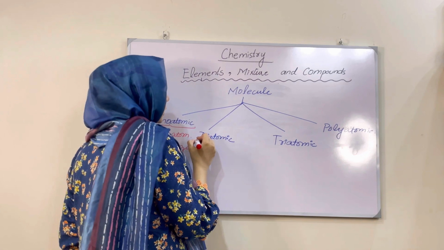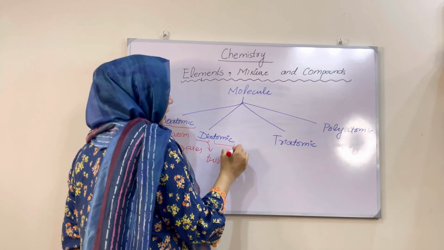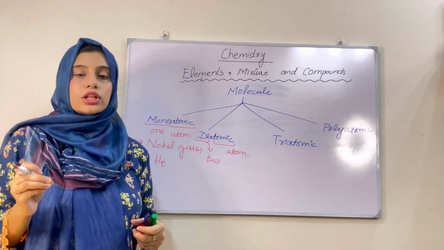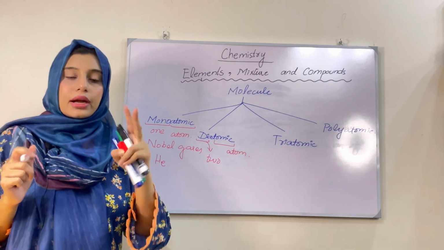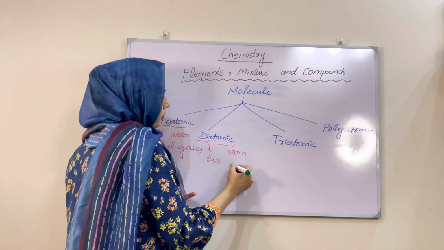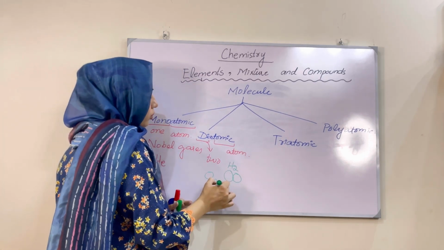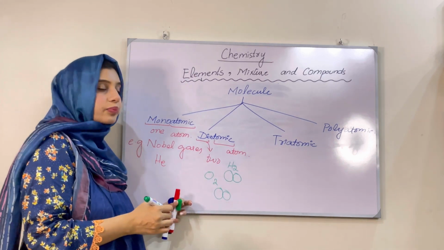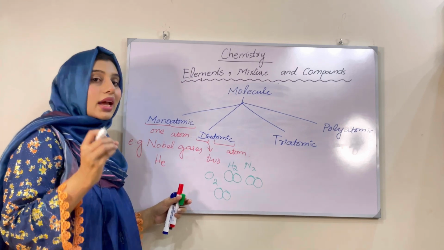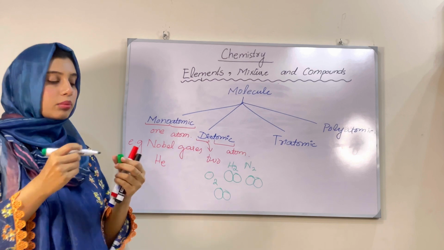Then we have di. Di means two and atomic means atom. So a diatomic molecule is any molecule which will have two atoms. For example, H2, hydrogen, two atoms. O2, oxygen, two atoms. N2, nitrogen, two atoms. So any molecule which has two atoms in it is known as diatomic.